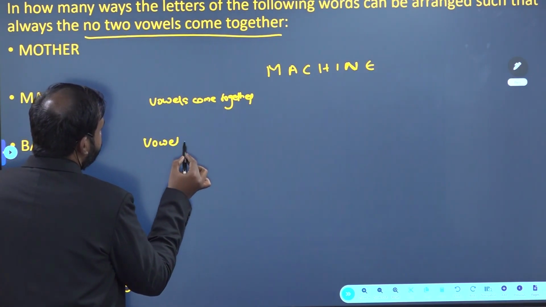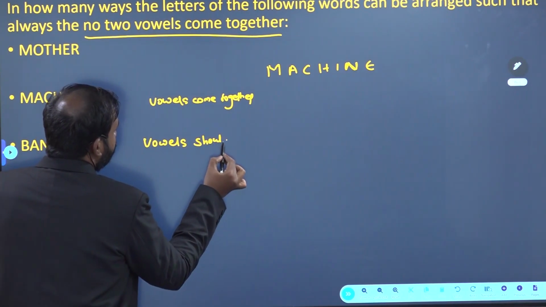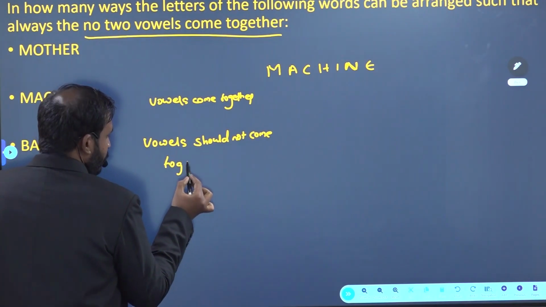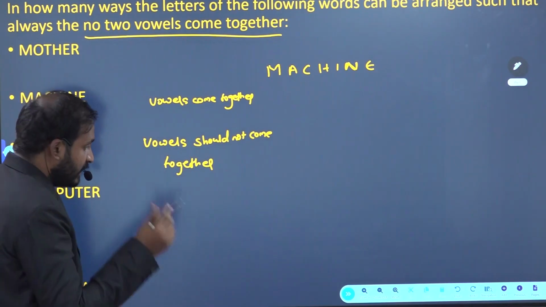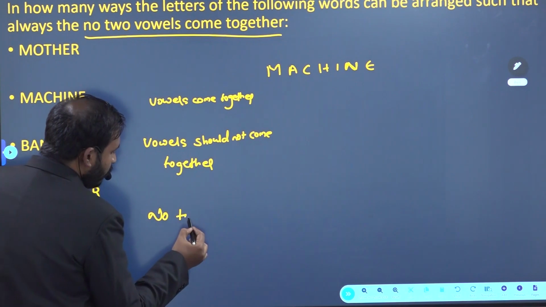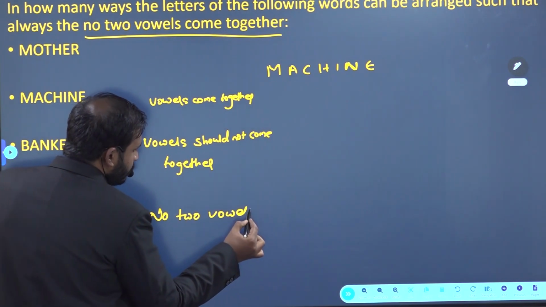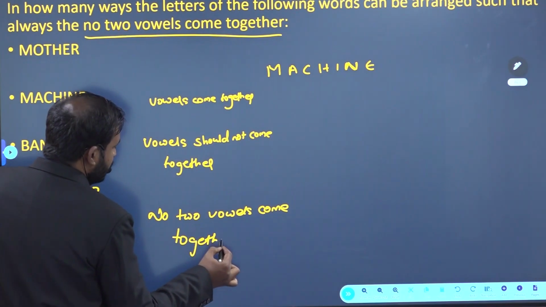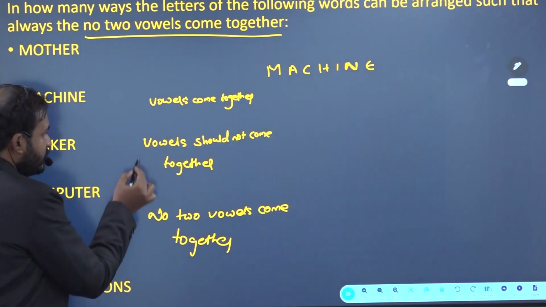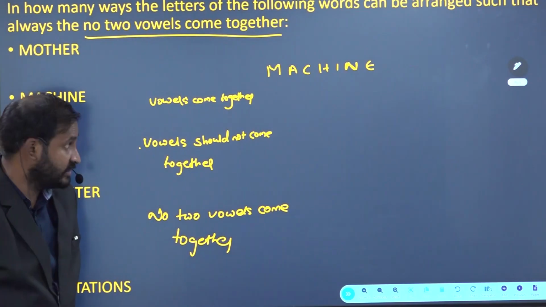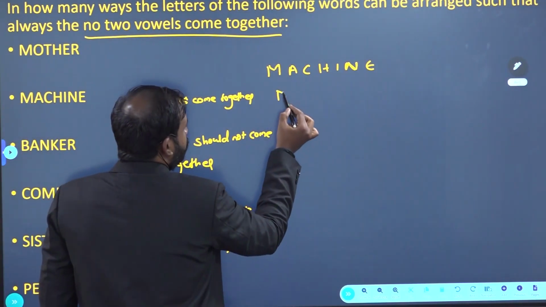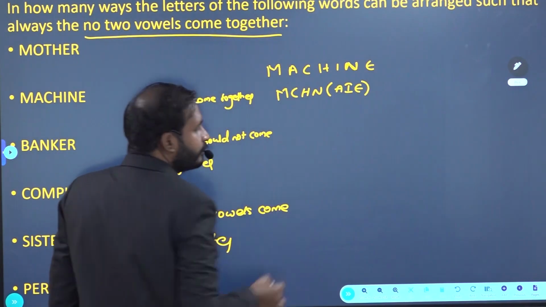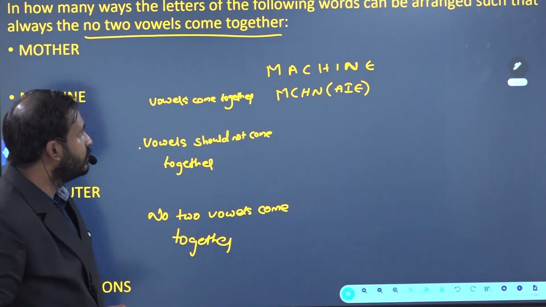Vowels should not come together. And the last category is no two vowels come together. What is the difference between? Anyway, we know the difference between these two, but we should know the difference between these two. Machine, vowels come together means what I told you, M, C, H, N, and always A, I, E should come together. A, I, E should come together. That is good, really good.